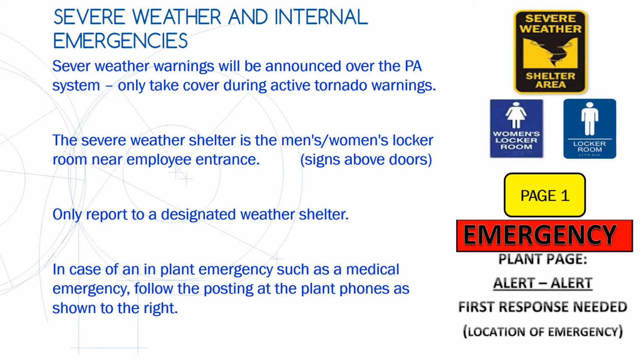Severe weather and internal emergencies. Severe weather warnings will be announced over the PA system. Only take cover during active tornado warnings. The severe weather shelter is the men's and women's locker room near the employee entrance. The signs are above the doors. Only report to a designated weather shelter.